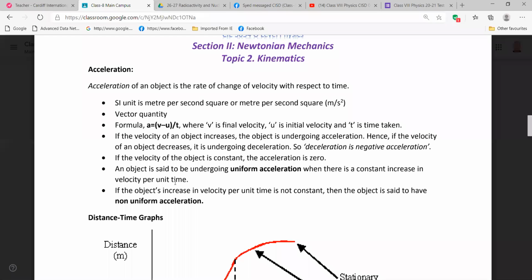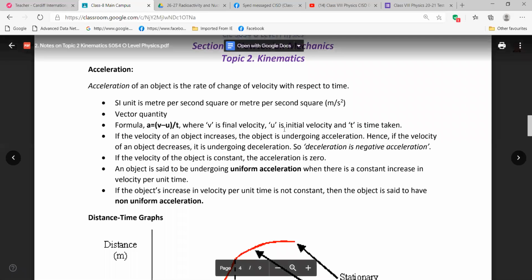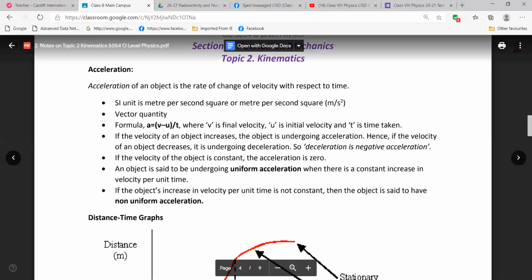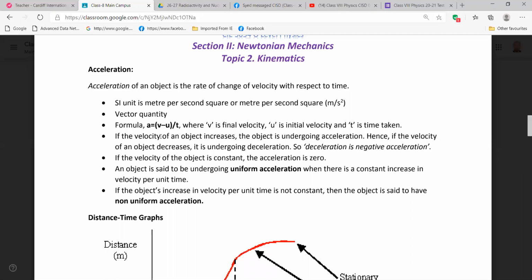Now you can find the acceleration using this formula: a equals v minus u divided by t. Here v is your final velocity, and u is your initial velocity, at the end and the start respectively. The time taken is t, 2 seconds. Can you calculate the value of acceleration with the given values I already shared with you?